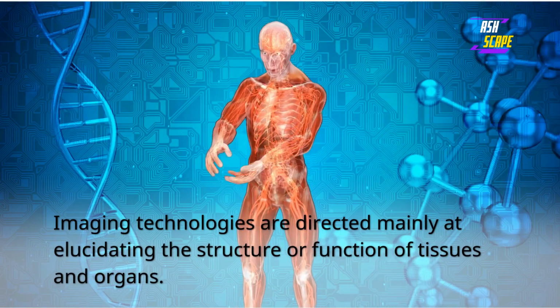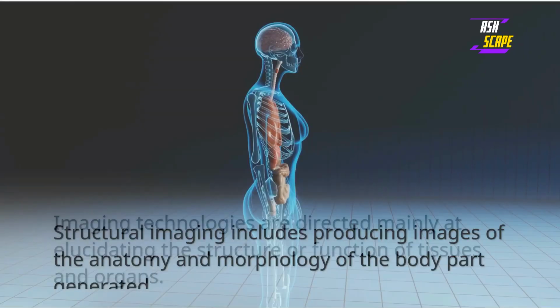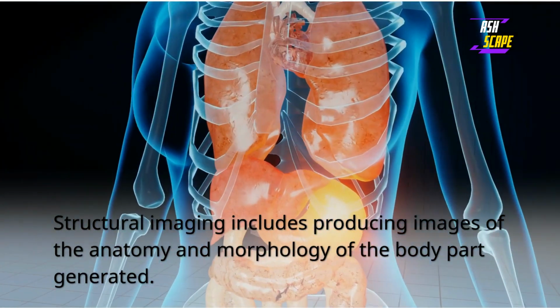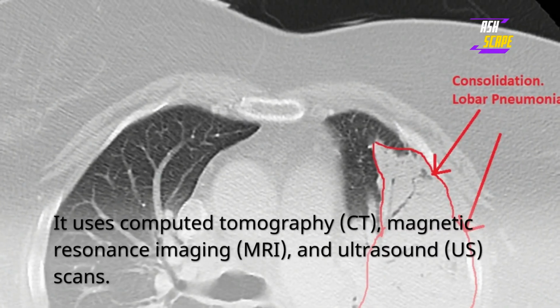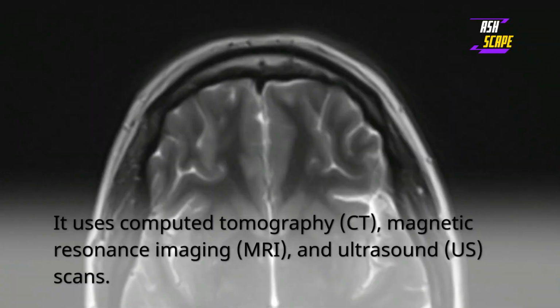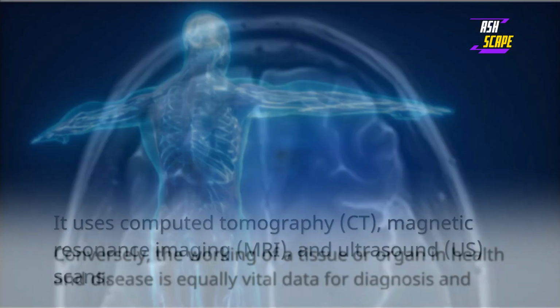Structural and functional medical imaging. Imaging technologies are directed mainly at elucidating the structure or function of tissues and organs. Structural imaging includes producing images of the anatomy and morphology of the body part generated. It uses computed tomography, CT, magnetic resonance imaging, MRI, and ultrasound, US, scans.